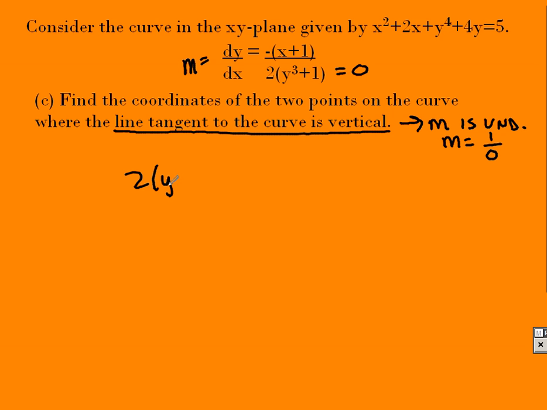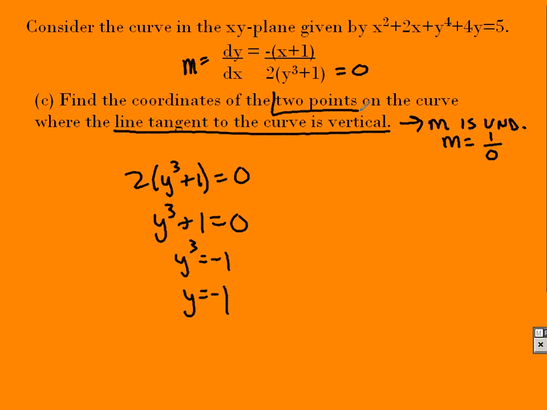That means my denominator, 2 times y cubed plus 1, must equal 0. Well, that means that either 2 equals 0 or y cubed plus 1 equals 0. Obviously, 2 cannot equal 0, so y cubed plus 1 equals 0. That means y cubed is equal to negative 1, which means y, when I take the cube root, is negative 1. So, coordinates of the 2 points.